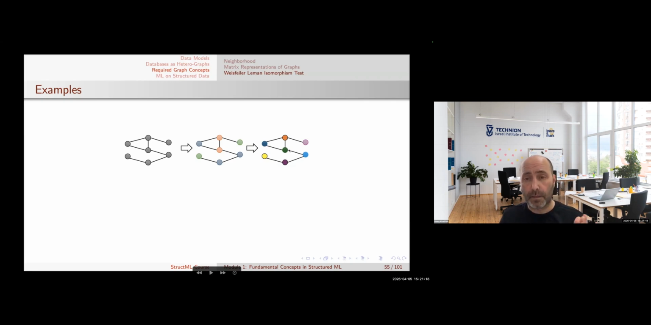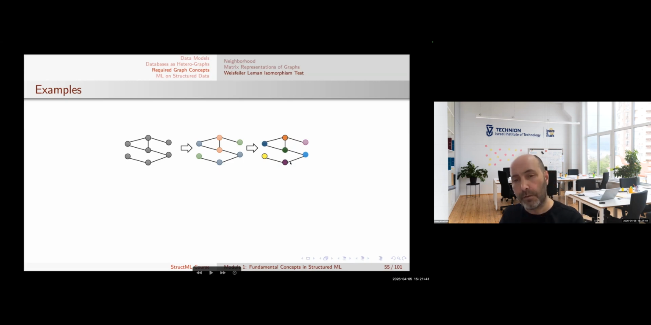Okay, now we go on to the next step. And now the two oranges suddenly receive new colors, or different colors. Okay, and why is it so? Because the orange here has a blue and green neighbor, whereas the orange here has a blue and blue neighbor. So they get different colors.